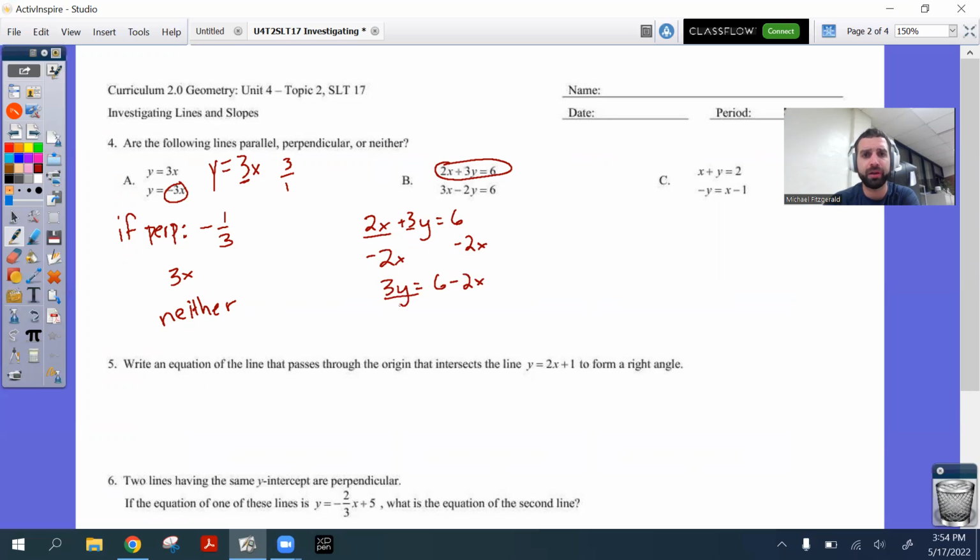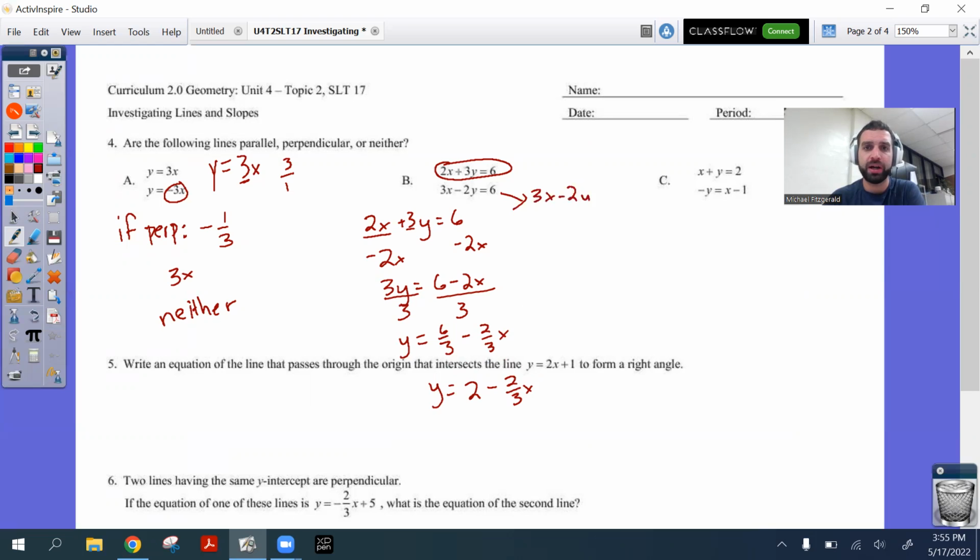And now we have to divide by 3 to get y alone. When I'm dividing by 3 on the right-hand side, I'm dividing everything by 3. So I get y is equal to 6 divided by 3 minus 2 divided by 3 x. Well, this simplifies to y is equal to 2, this 6 over 3 is 2, minus 2/3 x. So that's one of our lines. We got to figure out what the other line is as well. This guy here.